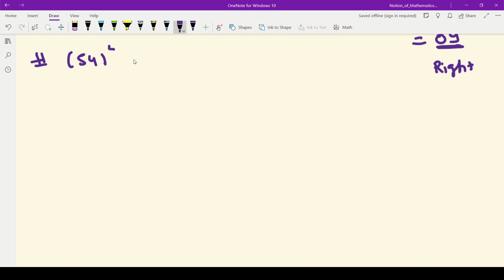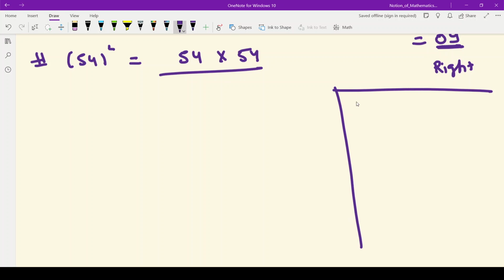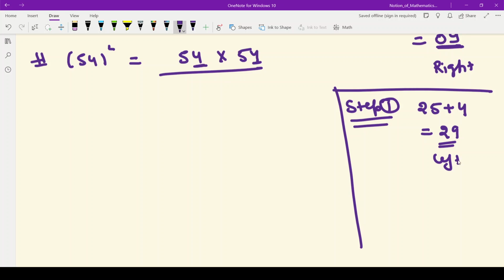One more example I would like to discuss: 54 square. 54 square means 54 into 54. Here again we will write step 1. Step 1 is just add 25 to the unit digit. Our unit digit here is 4. So 25 plus 4 is 29, and we put it in the left part. So here it is 29.